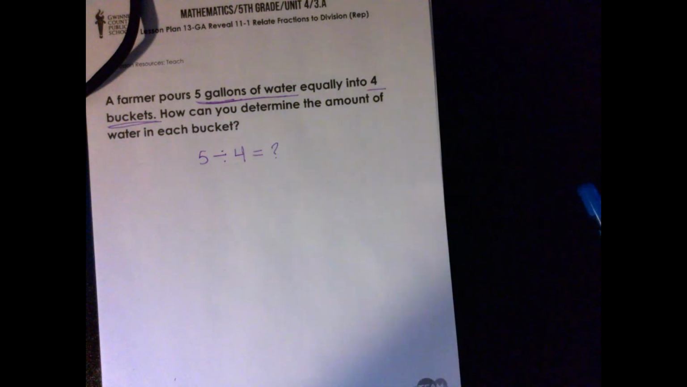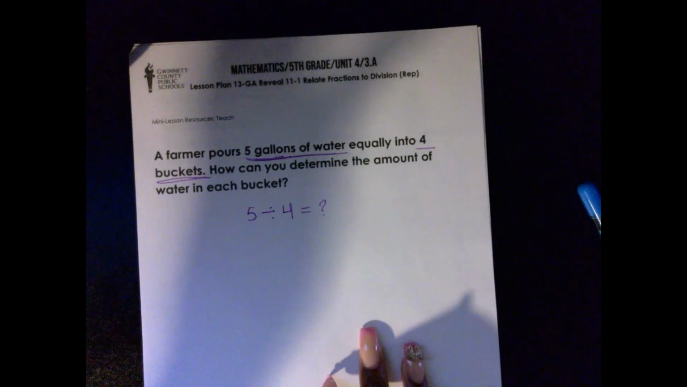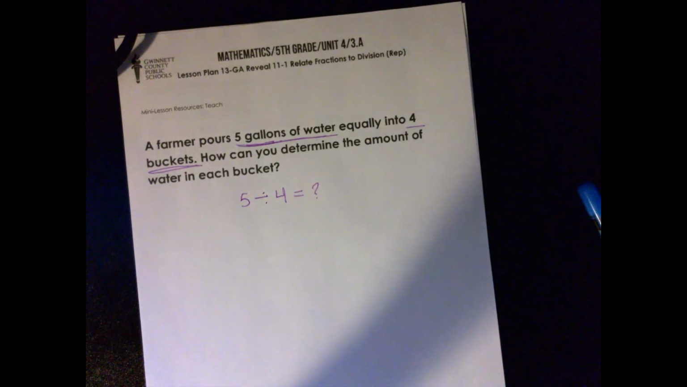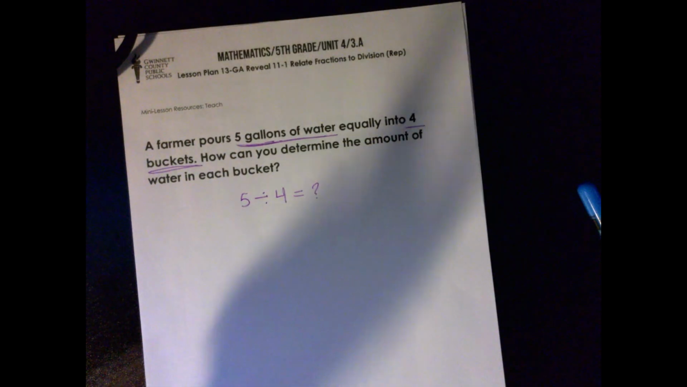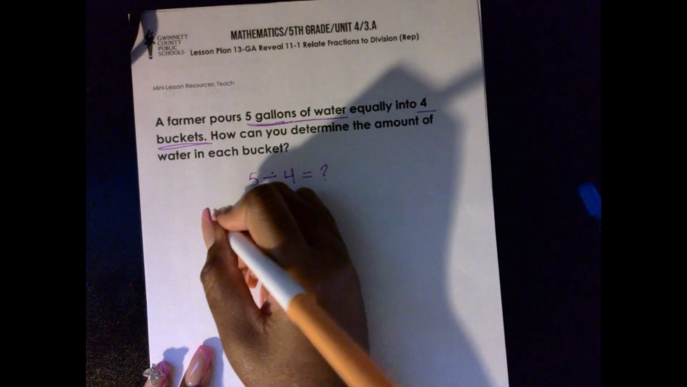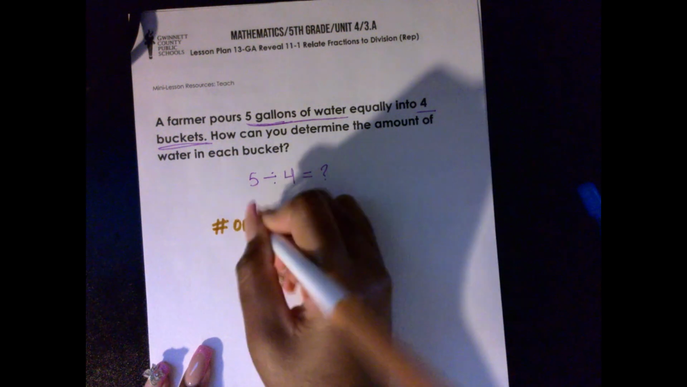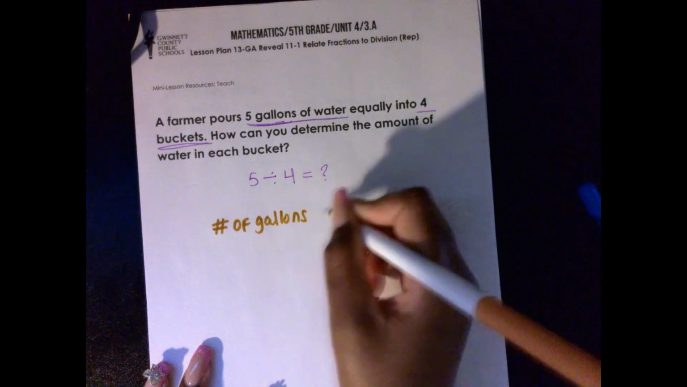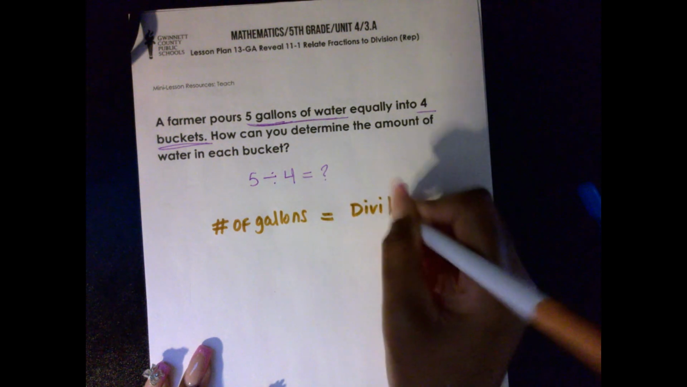All right. So just thinking about what we just did, we can represent division as a fraction, just like when we helped the farmer divide the gallons of water into buckets. The numerator, or what we are sharing, is the dividend, and the denominator, or how we are sharing or partitioning, is our divisor. So in this situation, our dividend was the number of gallons, or what we are sharing. That's our dividend.